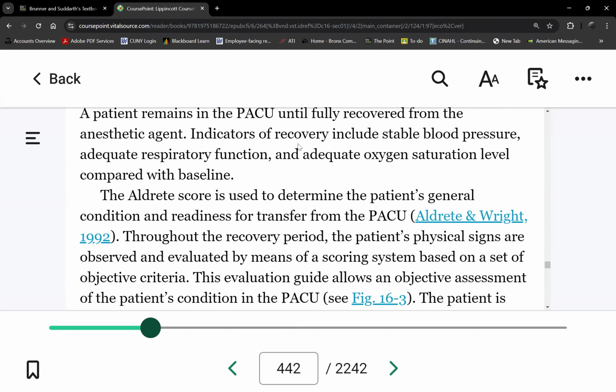So they have to empty the PACU. If the patient continues to be unstable, then they'll give report. Then they'll get an order to transfer the patient to the ICU. Because obviously they did not meet discharge criteria.